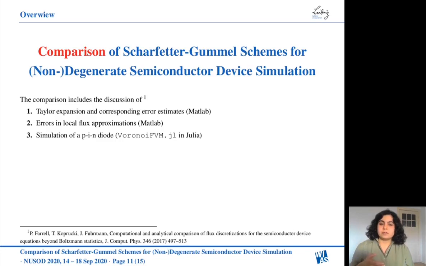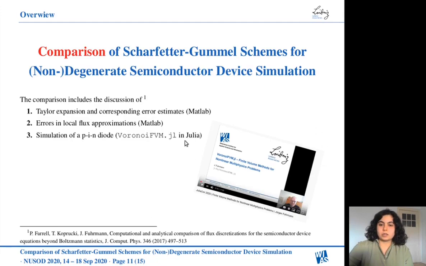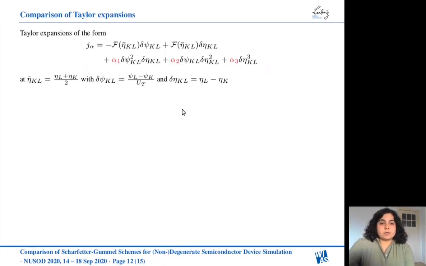These methods of examination were now also performed for the Zidane flux approximation, and selected results will now be shown here. Notably, we used the Voronoi finite volume PDE solver in Julia written by Jürgen Fuhrmann, and a comprehensive overview of this package can also be found on YouTube. So, in the first step of comparison, we derived Taylor expansions of this form.